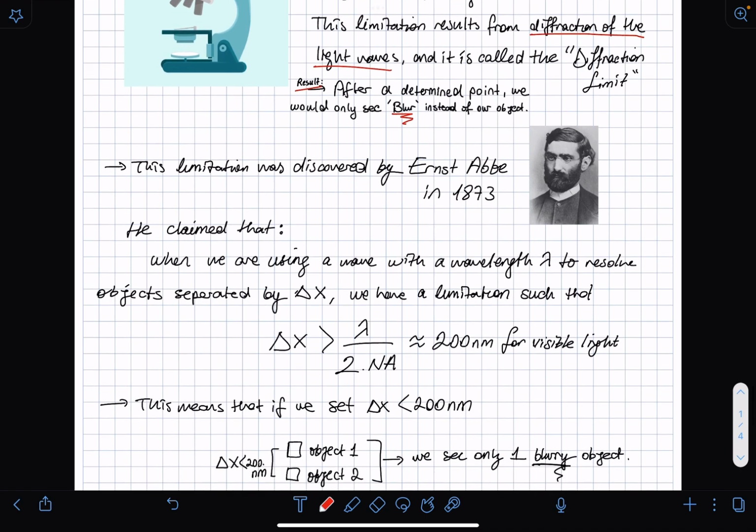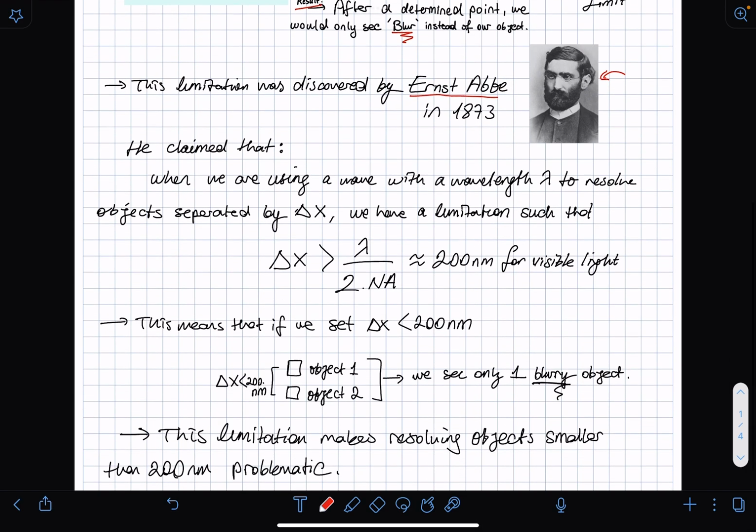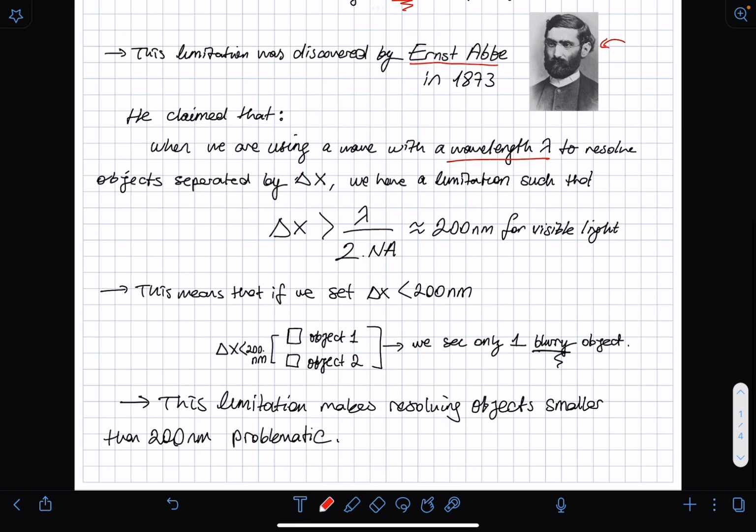This limitation was discovered by Ernst Abbe, which is this guy over here, in 1873, who claimed that when we are using a wave with a wavelength of lambda to resolve objects separated by delta x from each other, delta x should be greater than lambda over 2 times numerical aperture, which is approximately equal to 200 nanometer for visible light range.